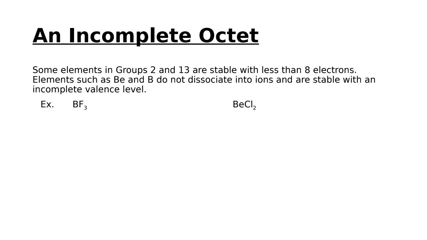Conversely, you can have an incomplete octet. So you can have some elements where you don't get 8 electrons around the central atom. You get less than that. It tends to be in groups 2 and 13, but it's possible. So give these both a try. Stop the video, draw your valence electrons, pair them up, and then notice what kind of structure you get.